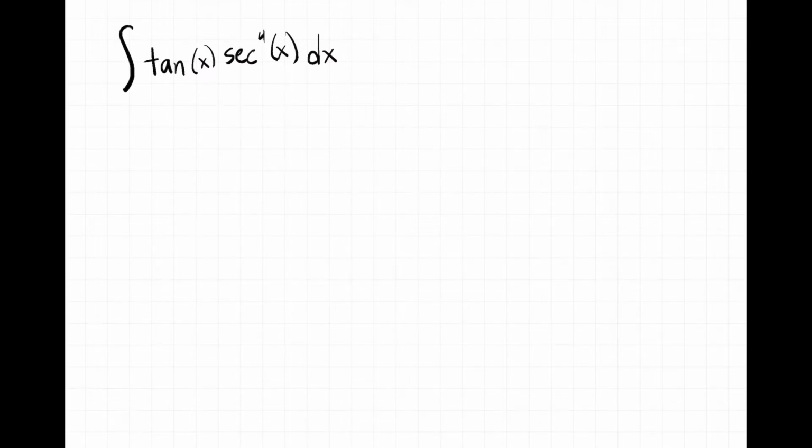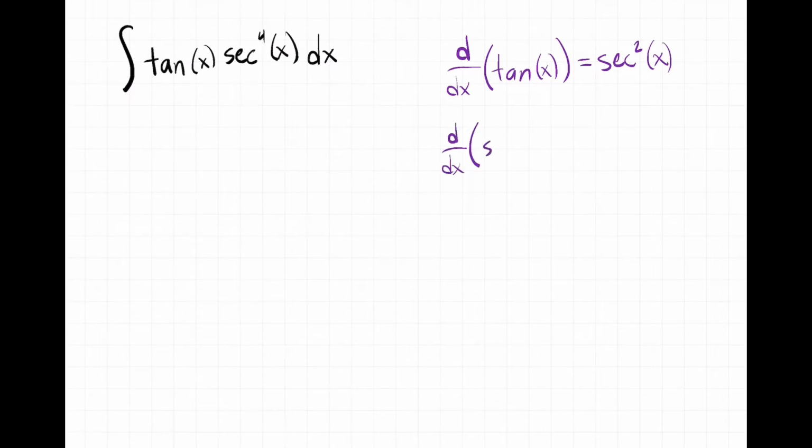First, let's remember what the derivatives of tangent and secant are. The derivative d dx of tangent x is equal to secant squared x. And the derivative d dx of secant x is equal to secant x times tangent x.